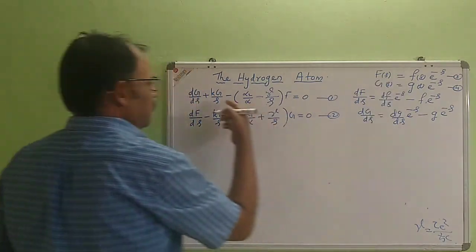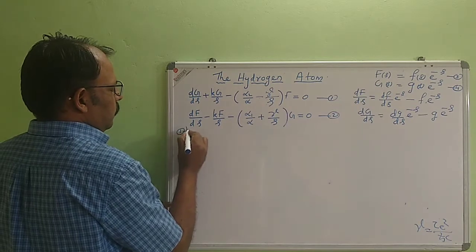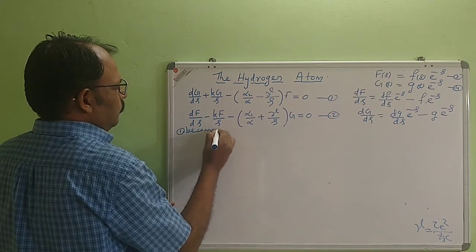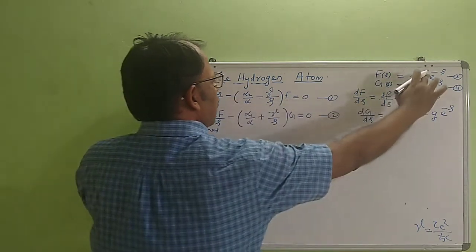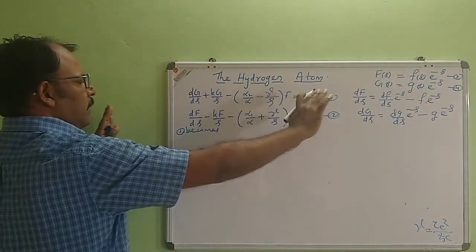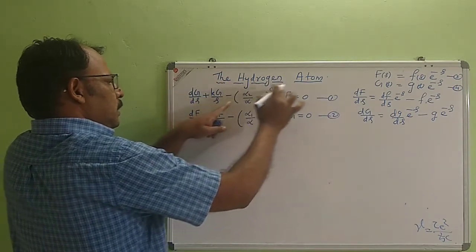Substituting these values in equations 1 and 2, equation 1 becomes dg by d rho, g, then f. All the terms will be having e raised to minus rho, so we can cancel e raised to minus rho from all the terms.